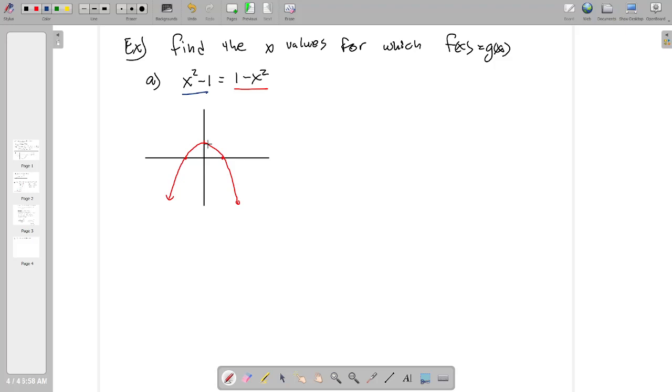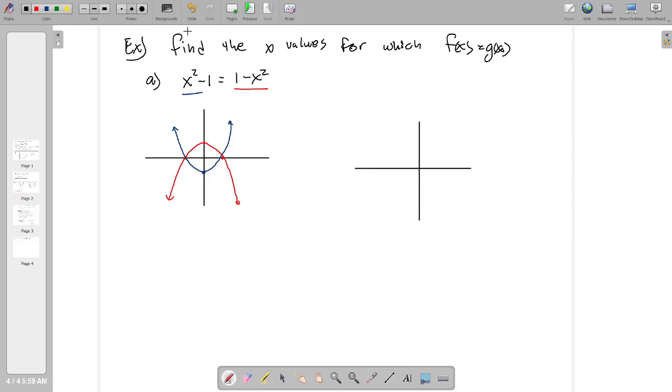And x squared minus 1 is the reverse over the x-axis. So we have something like this. Now we can immediately see that the solutions for this equation are x equals 1 and x equals negative 1. That's the x values. Now another way to do this problem is how we did it before, where we subtract everything to one side and we graph that.